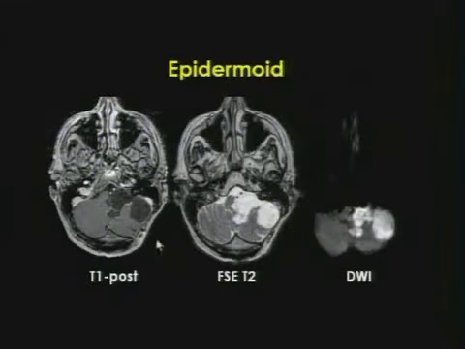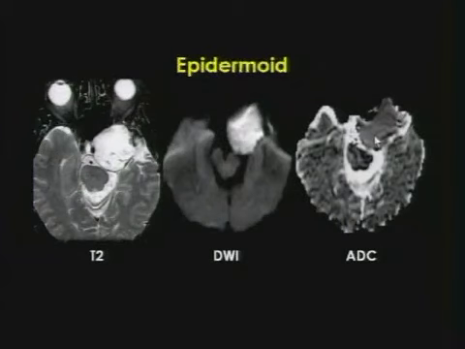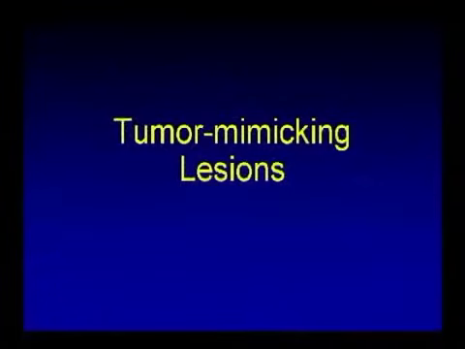Here is a classic epidermoid showing you a lesion, extra-axial, follows CSF signal, does not enhance, but markedly reduced diffusion. Diagnostic of epidermoid. Here's another example of an extra-axial middle fossa mass, completely reduced. This is epidermoid. Here's a mucinous adenocarcinoma metastases that have a markedly reduced diffusion.